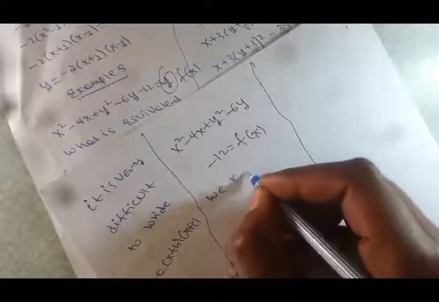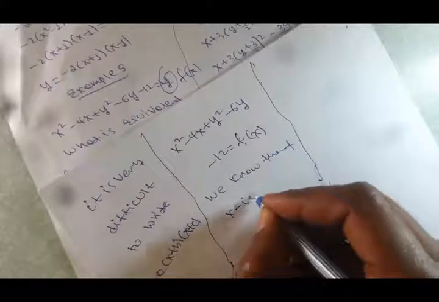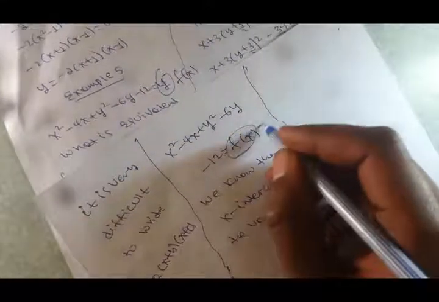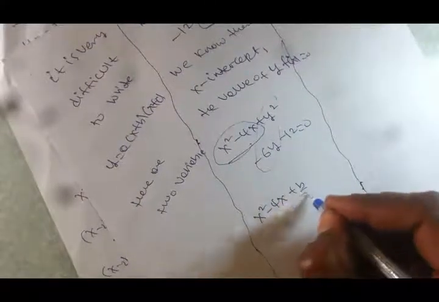f of x. Therefore we know that x-intercept means the value of y or f of x is equal to 0. Therefore x square minus 4x plus y square minus 6y minus 12 is equal to 0. And why don't we make this and this a complete square? Therefore x square minus 4x, adding what? Plus b over 2 the whole square minus b over 2 the whole square.